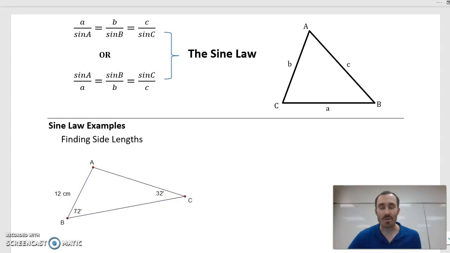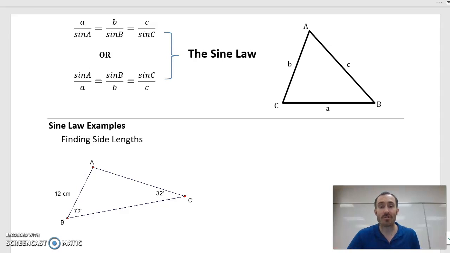Since those ratios are always the same, that leads us to a formula. The formula is called the sine law. And if you look on the left at the top over here, you get what we would call the sine law. A divided by sine A is equal to B divided by sine B. That's also equal to C divided by sine C. So what it's really saying is that if you take any side angle pair, the ratio is always going to be the same if you do it like that.